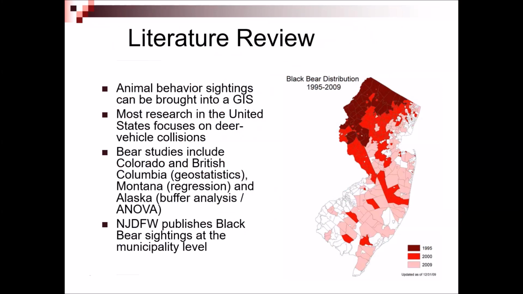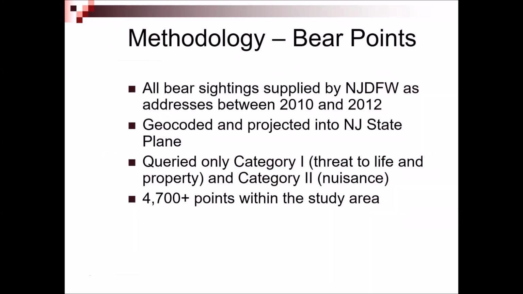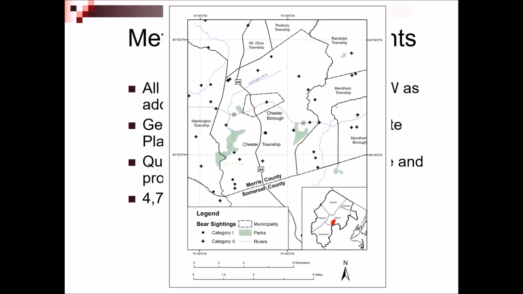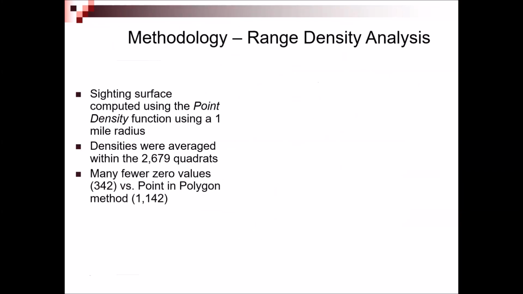The thing about this is that the New Jersey Department of Fish and Wildlife publishes black bear sightings at the municipality level. And so I went and requested those. There were about 4,700 points right here. So you can see the town where I grew up. This is where my high school was, right over here. The town where I grew up looks like a bunch of points here. Now, if we zoomed out, what do you think 4,700 points is going to look like on this map? It's going to be big. It's going to be a lot.